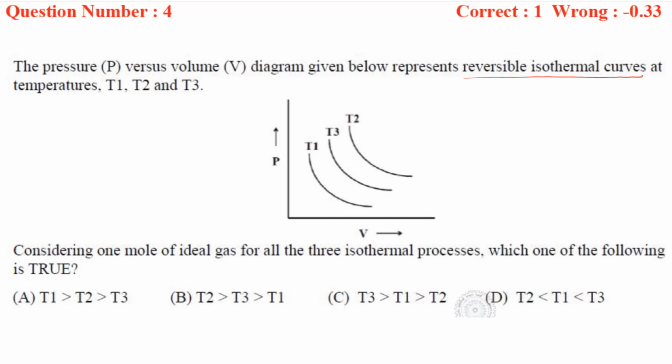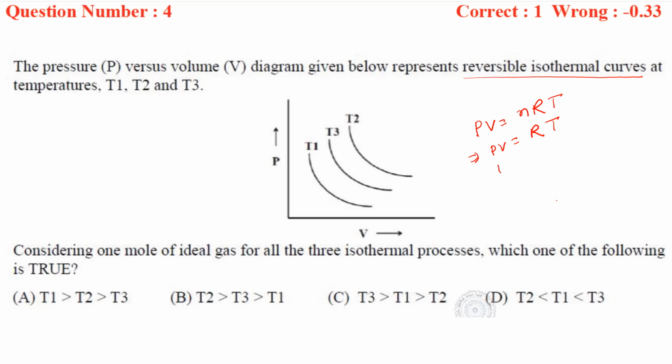The pressure versus volume diagram is given at different temperatures, and it is a reversible process. Since the gas is ideal, we are going to use the ideal gas equation, that is PV equal to nRT. Here PV will be equal to RT because 1 mole of gas is there. Now we are going to draw the PV diagram.